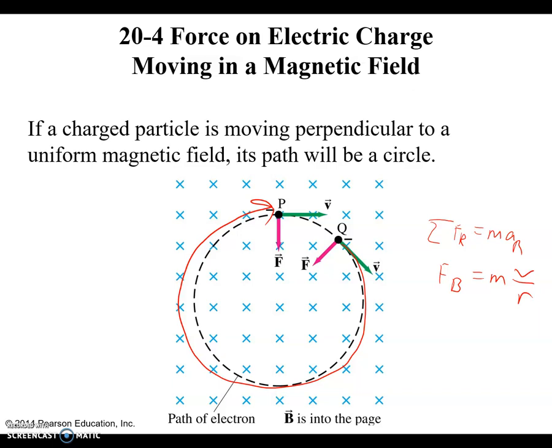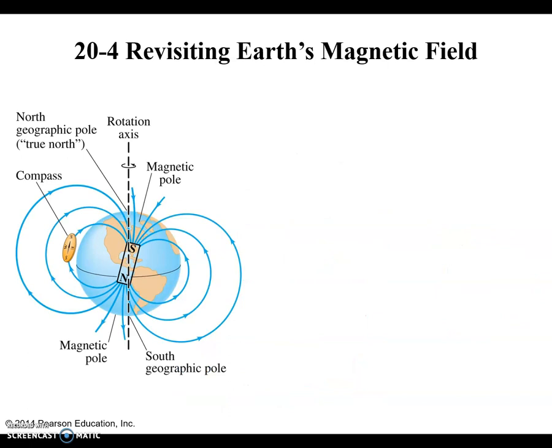Now, you can go back to chapter 5, which discusses more about radial or centripetal accelerations for this. But this is a very important point for this reason. Let's go back and visit the Earth's magnetic field. I mentioned in the first video that it's good that the Earth has a magnetic field, because if we didn't, it would cause a lot of harm to life on Earth. Let me explain that a little bit more.